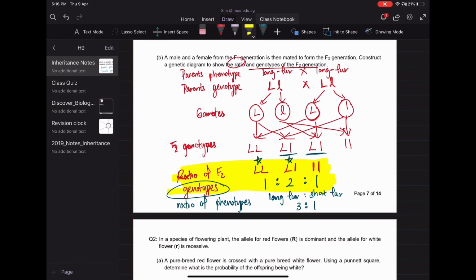The next two questions are for you to try out, and also to attempt the assignment that's been put up online. You do have to take a photo of this piece of work on the next few pages and try it out for yourself. But of course, take note whether the question is asking for a genetic diagram or a Punnett Square.